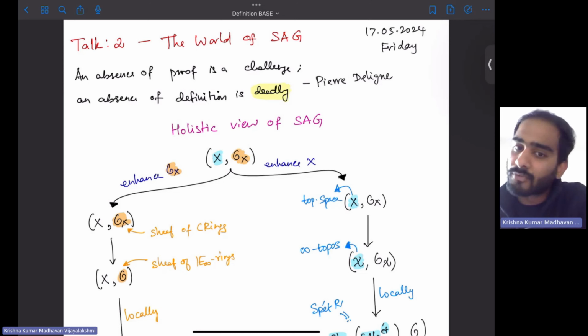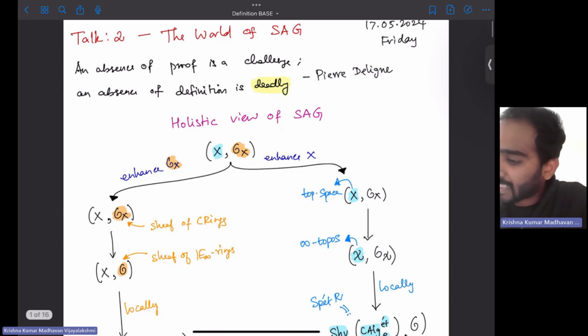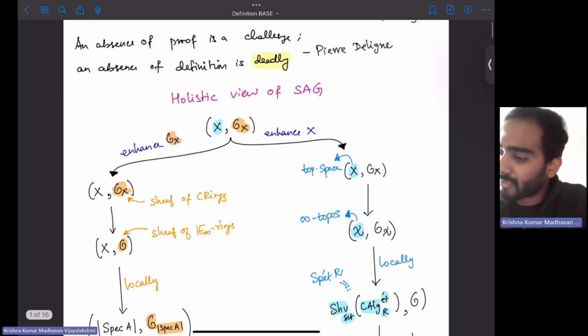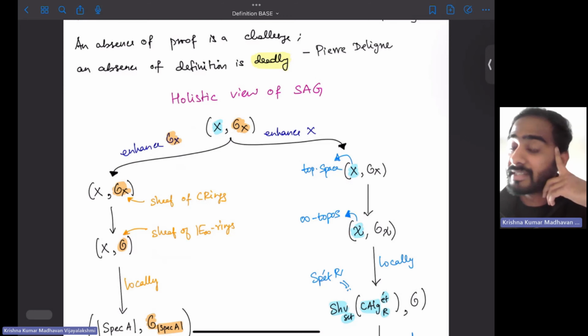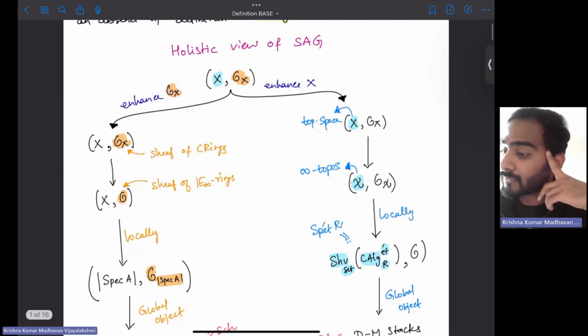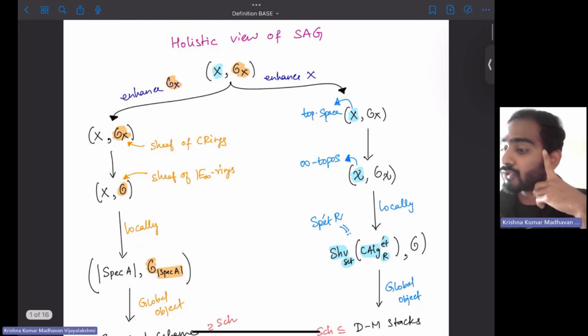The flow of the talk is going to be just a bunch of definitions, but put in a more cohesive way. We'll also see a lot of examples along the way. And at the end, we'll finish with some speculations of what we could expect from the following talks. I'll start with this quote from Pierre Deligne, which conceptualized this whole talk: an absence of proof is a challenge, but if you don't have a definition to begin with, it's already very deadly. With this spirit, we'll have a good look at this talk.